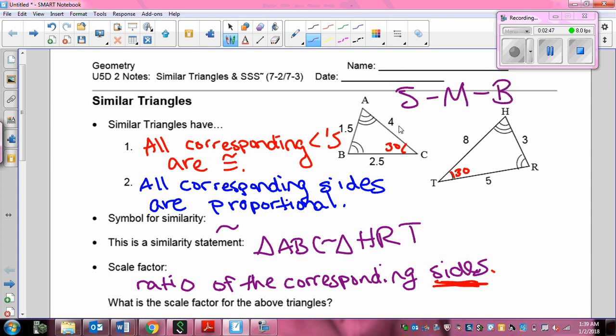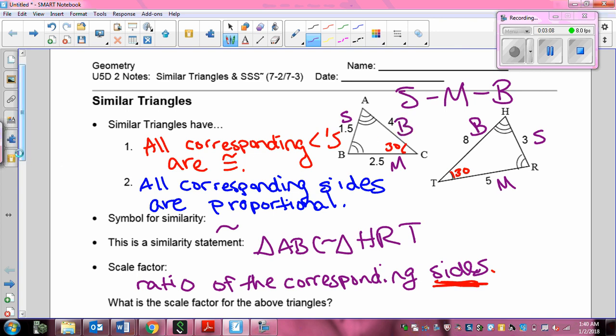So my smallest side on this left-hand triangle looks like it's 1.5. The smallest side on my right-hand triangle, 3, 5, and 8, the smallest side is probably 3. My medium side out of 4 and 2.5 is 2.5. My medium side out of 5 and 8 is 5. And then that makes the 8 and the 4 the big sides, right?